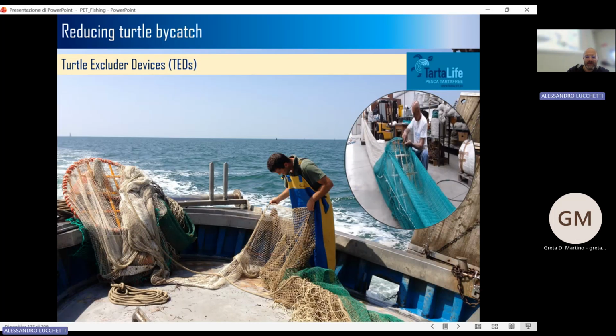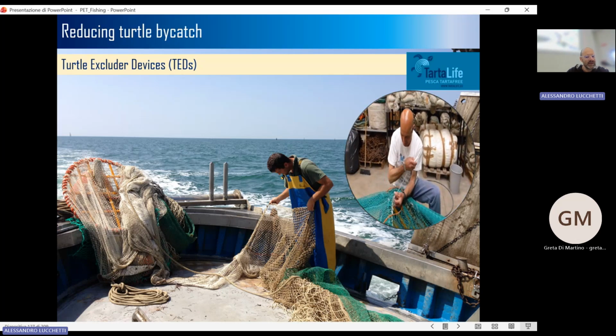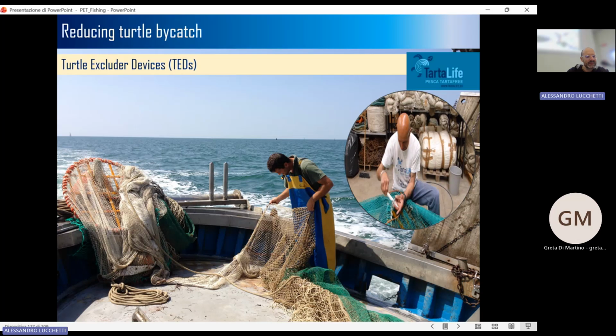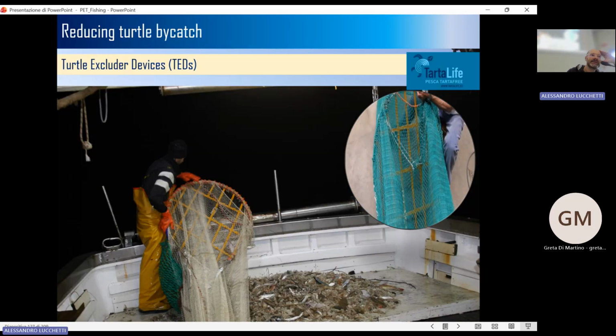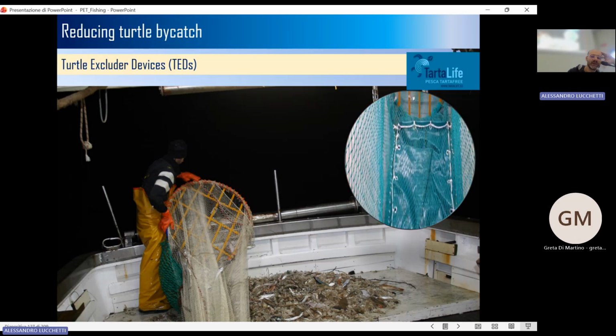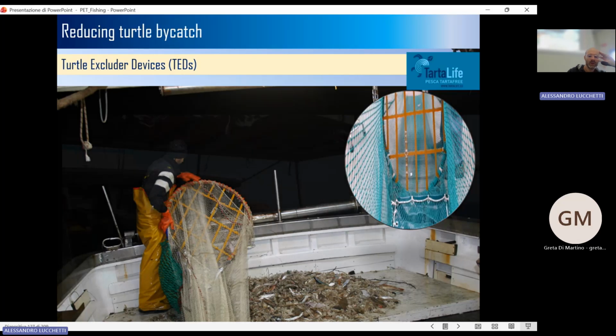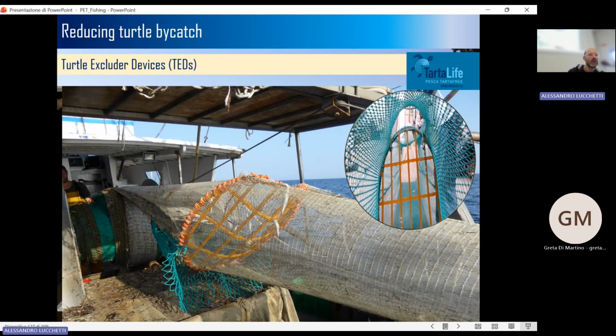Yes, this is a grid, how it works. What is new from our side with respect to the past is that we adapted the solution that is used in the United States to the Mediterranean, which is not an easy task because the fishery is completely different, and mostly we also use a different grid like this, which was a flexible one.